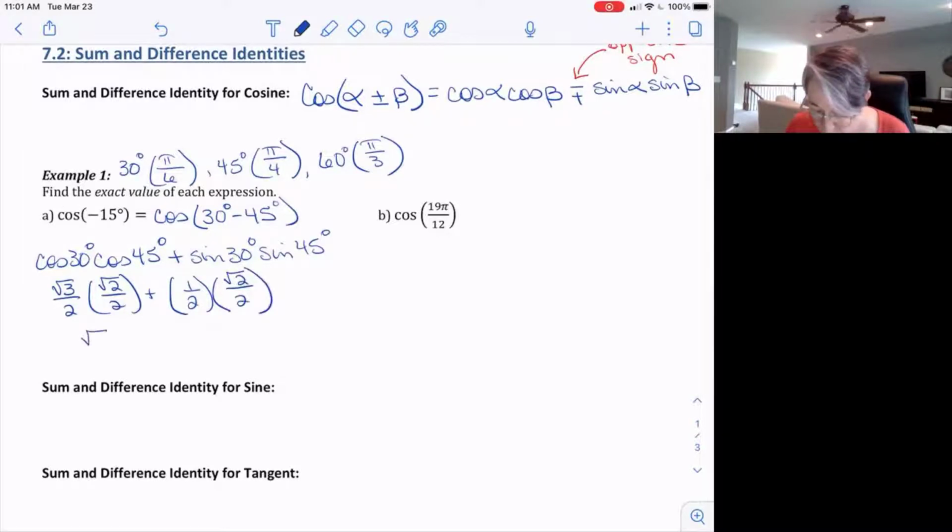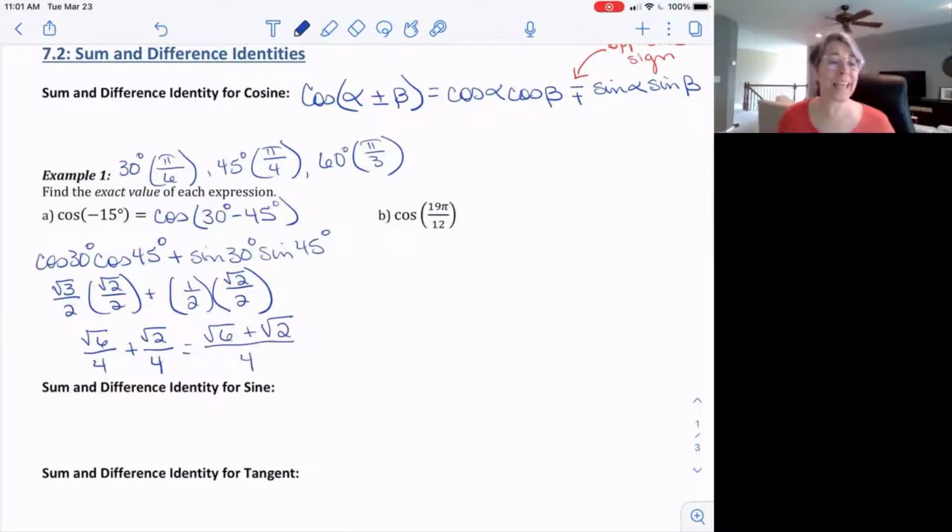So that gives us the square root of 6 over 4 plus the square root of 2 over 4. And you can leave it like that. But since we have common denominators, we can write it as the square root of 6 plus the square root of 2 all over 4. Remember, we cannot combine square roots unless they are identical radicands.